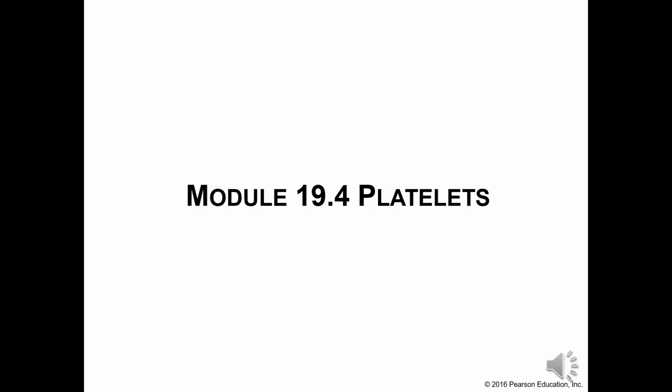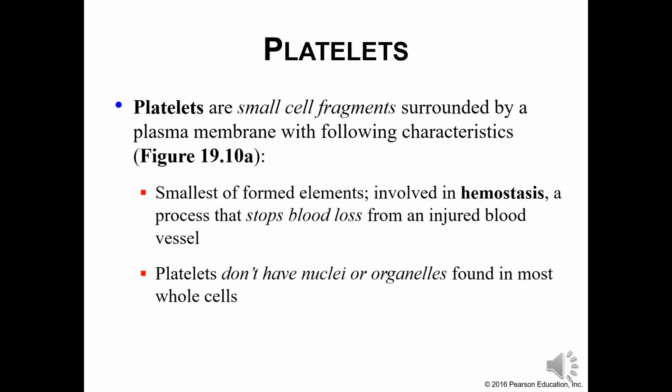Platelets. Okay, remember, platelets are fragments of white blood cells. They're small fragments surrounded by a plasma membrane with a few granules in the cytoplasm. They're the smallest of the formed elements. They're mainly involved in hemostasis. Hemostasis is defined as the process of controlling bleeding, stopping blood loss from an injured blood vessel.